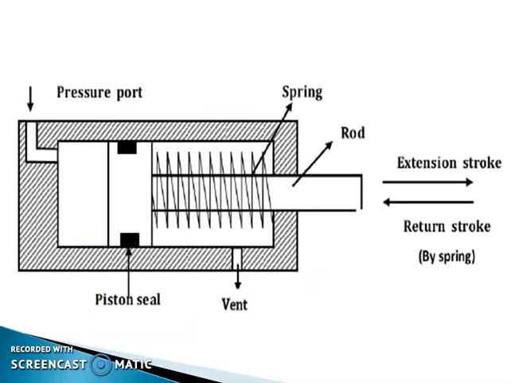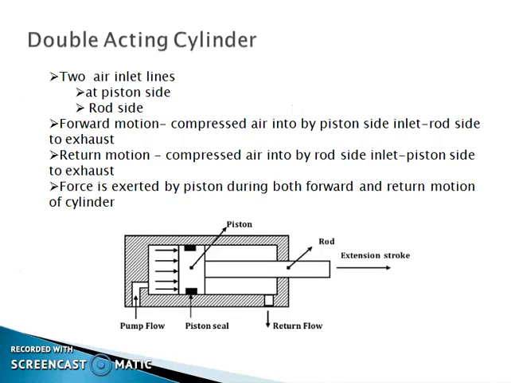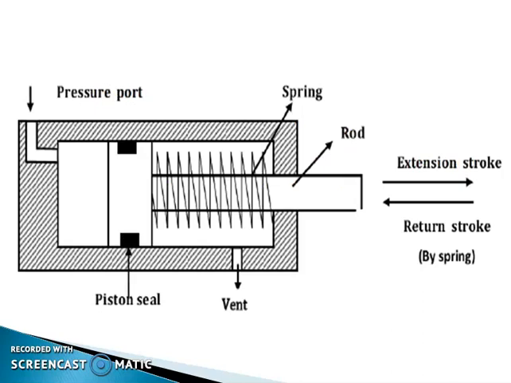This figure consists of a pressure port, a spring, a rod, and the extension stroke and return stroke. During forward motion, compressed air is supplied through the pressure port into the cylinder, and during the return, the spring gives the force to provide the return stroke.